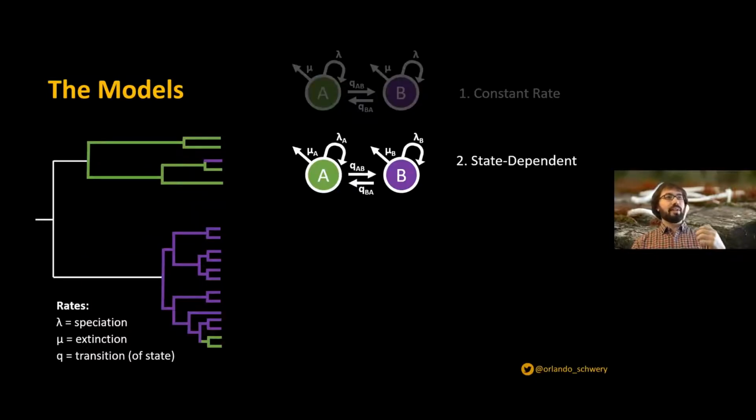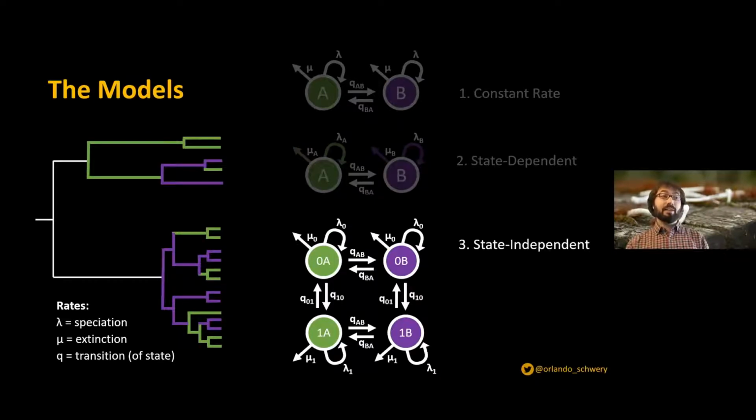So now we have state-dependent models as well, where we essentially have the same kind of setup, but lineages in state A will have a different rate than lineages in state B. So they could have higher extinction or higher speciation or whatever. And this will, of course, lead to slightly different looking phylogenies. So in this fictional case here, we could imagine that green clades might have slower diversification than purple clades.